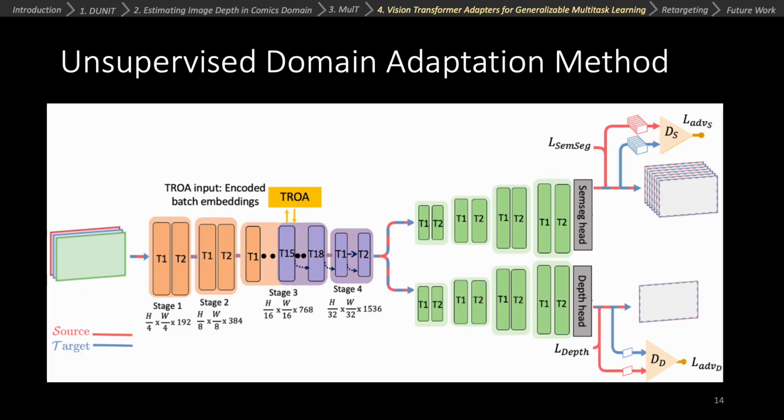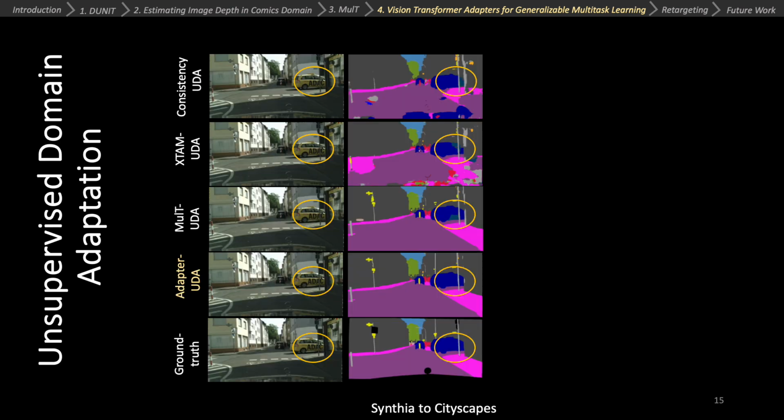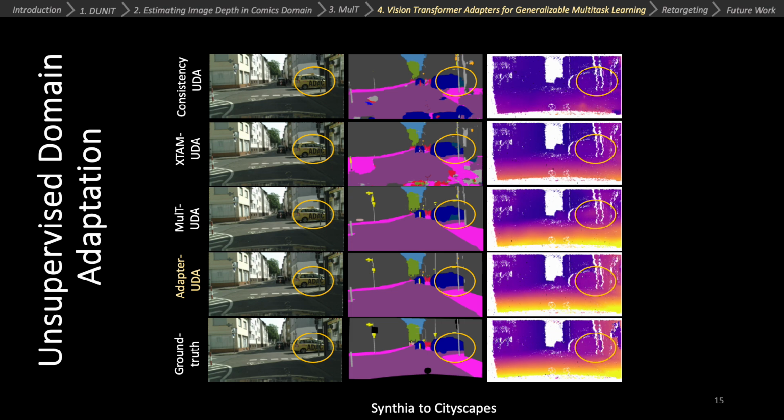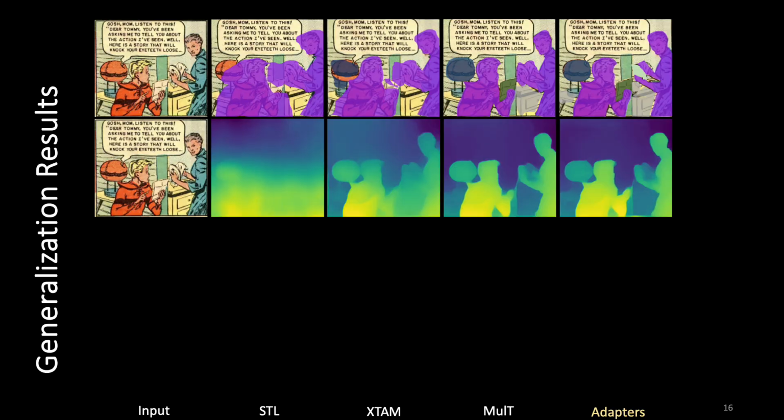For the UDA setting, we apply domain discriminators at the output levels of the task heads to not change the network architecture. Here the source labels are present, but the target annotations are not available. For Synthia to Cityscapes, we see that our UDA method, our unsupervised domain adaptation method, outperforms in segmentation by segmenting the car pixels accurately. For depth, the adapter UDA estimates the car and building depth more accurately than the baselines.